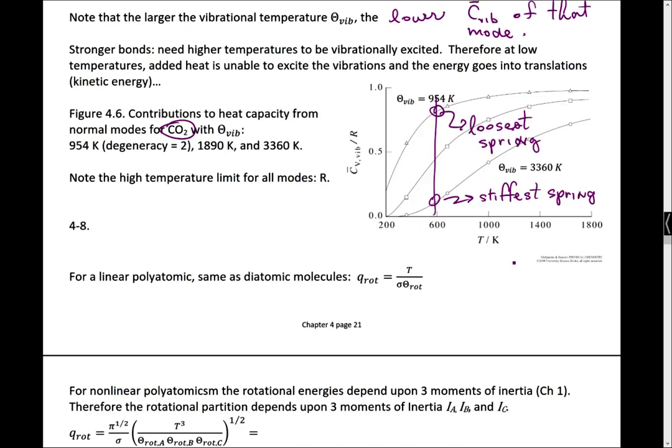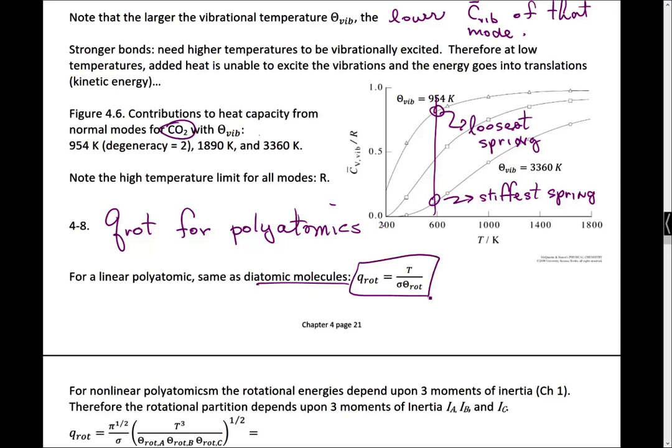All right, so next up, we're going to talk about Q rotation for polyatomics. So we'll start with linear. It turns out that for a linear molecule, our rotational partition function is exactly the same as what we've seen for a diatomic. So that's pretty easy, straightforward.